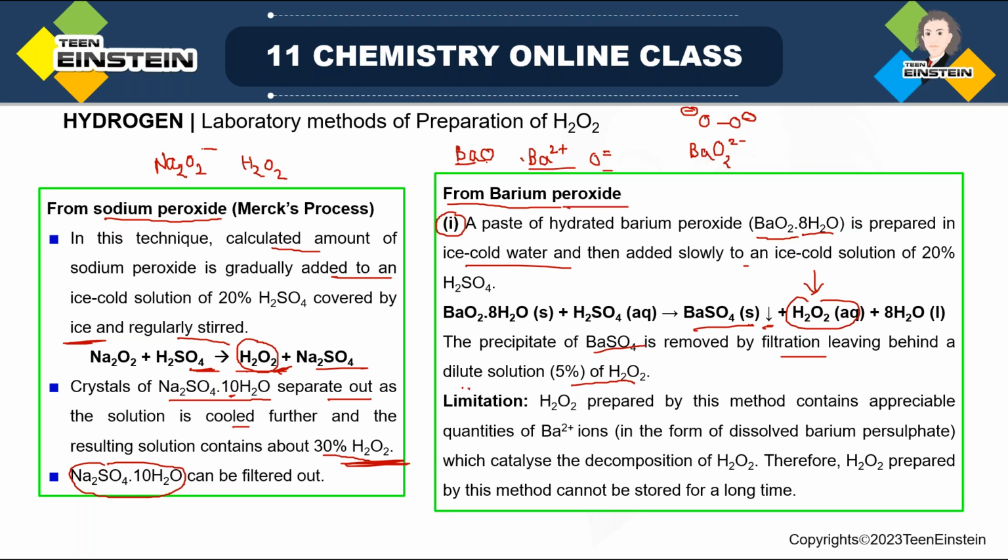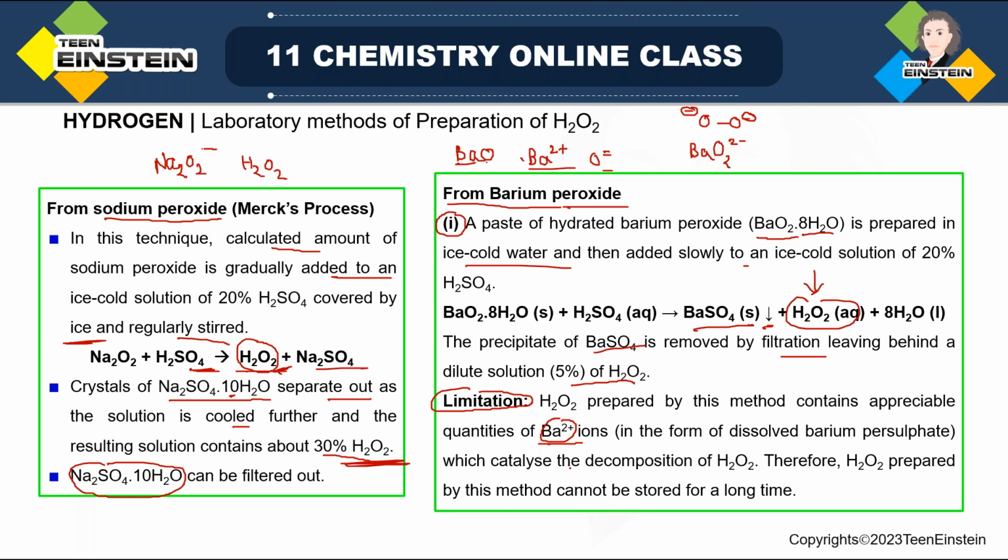Now this method has some limitations. So what are the limitations we are facing here? H2O2 prepared by this method contains appreciable quantities of Ba2+ ions. Now these Ba2+ ions can catalyze the decomposition of H2O2. As I was saying, H2O2 is prone to decomposition. So we have to take care that the H2O2 we are preparing should not be decomposed. Okay, otherwise whatever we are doing will be meaningless.